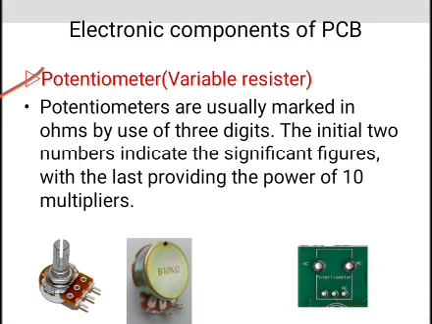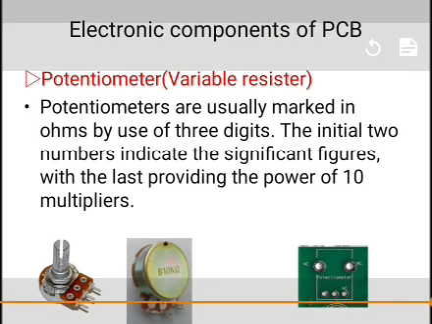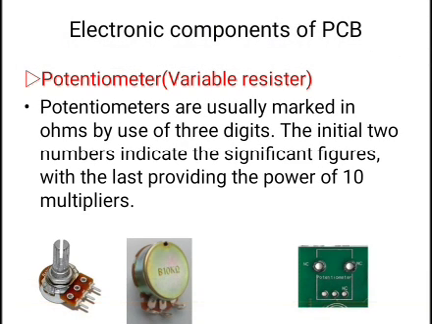Next component is the potentiometer. You know the potentiometers are basically variable resistors with three terminals. They are commonly available in rotary and linear types. By rotating the knob of this potentiometer, resistance will be changed. A classic example of this potentiometer is the volume controller on radios, where this potentiometer controls the amount of current to the amplifier.